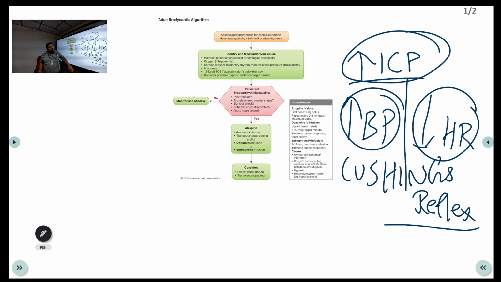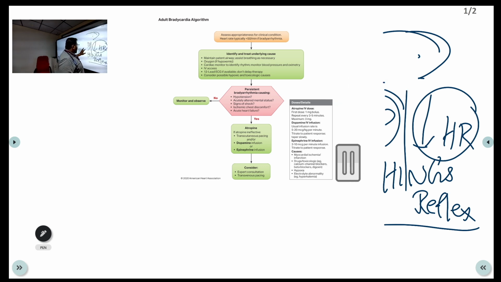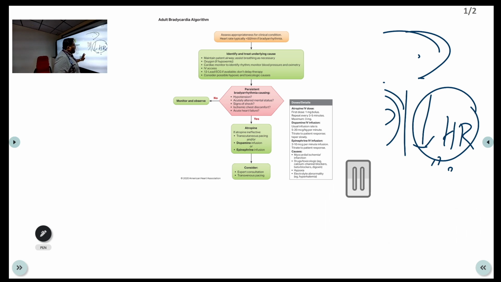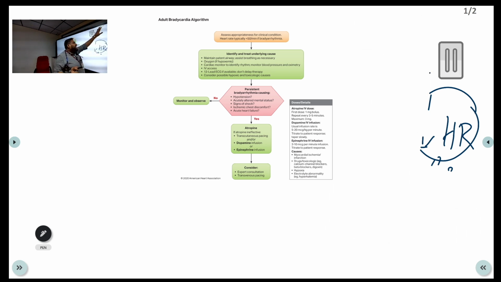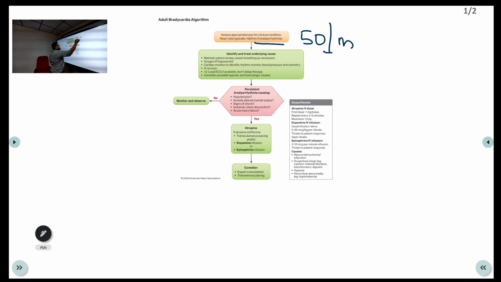So these are some of the common causes that you have to see when a patient is having bradycardia. Now just leave alone all these causes. Our idea as per the AHA algorithm is to see what to do when you see a patient with bradycardia. So we have a patient whose heart rate is less than 50 beats per minute. So look, identify and treat the underlying cause.